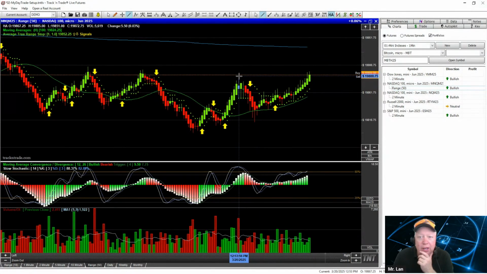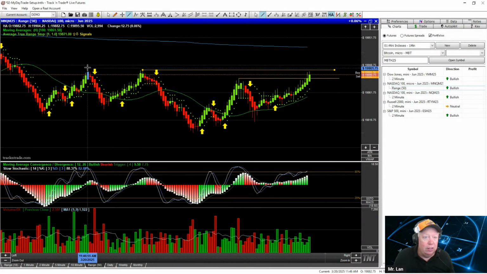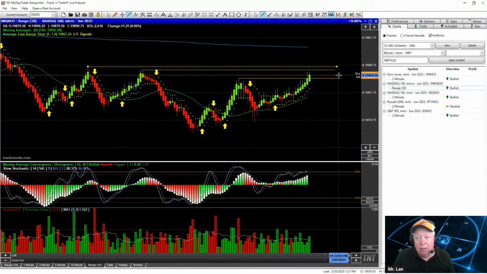We got a nice little high top right here. See that market breaking through there? We got another little stopper right there, and another little stopper right there. So we got some serious resistance right in here. Let's see.